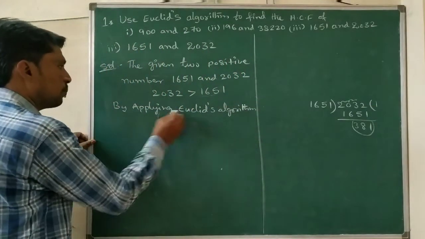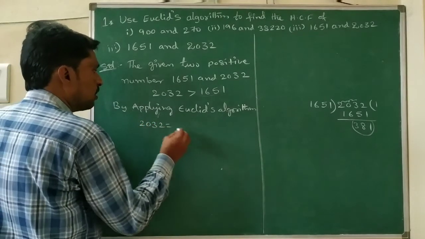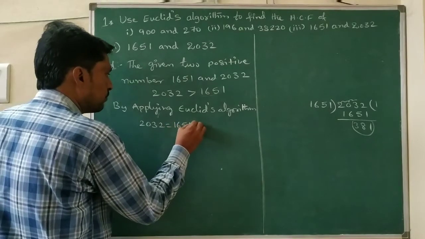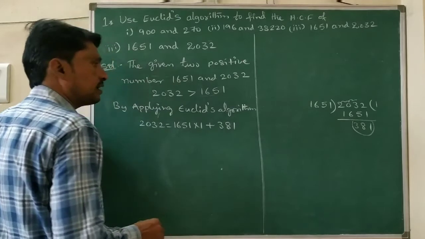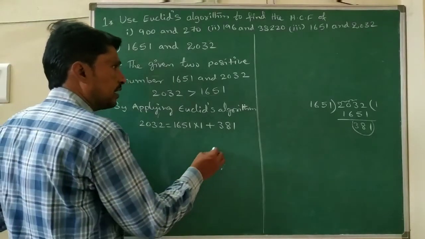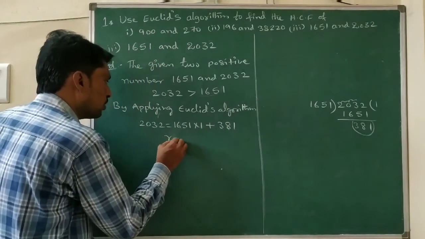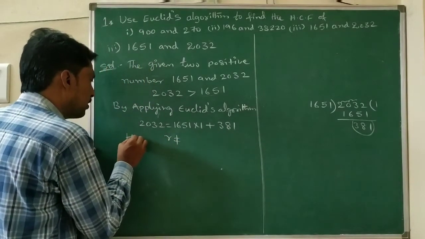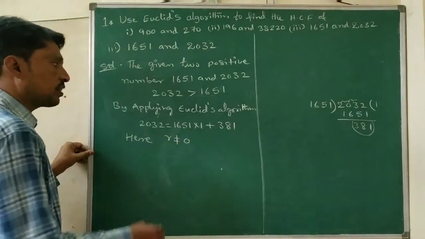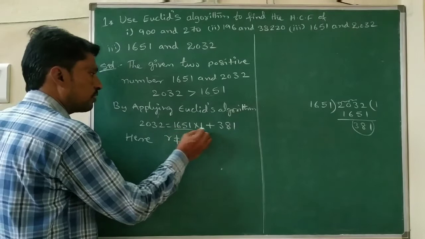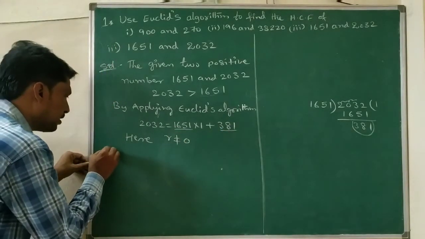Now we can write 2032 equals 1651 into 1 plus remainder 381. So 381 is not equal to 0. So here R not equal to 0. R not equal to 0 means again we need to take the divisor with the remainder.